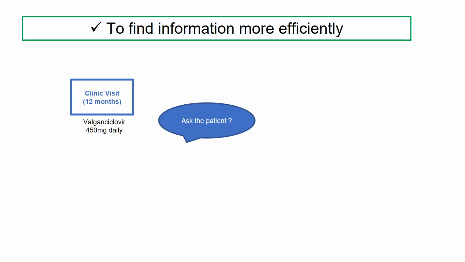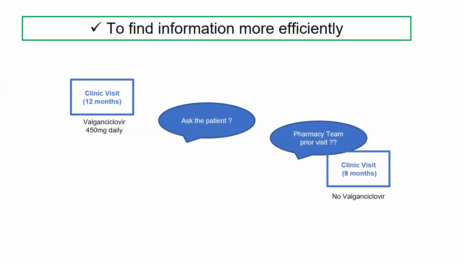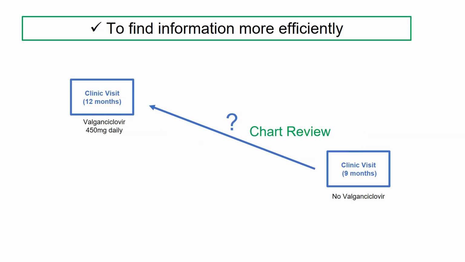Were you on a different dose? They don't remember. So you're trying to find all of this and you can't. You just know that now they're on it. You didn't think they were. So I quickly do a search. I go back to the last time a pharmacy team member saw the patient, and it was 3 months ago, or at their 9-month visit. And at that visit, they weren't on valganciclovir. So now what I'm going to do is say, okay, what happened over the past 3 months?